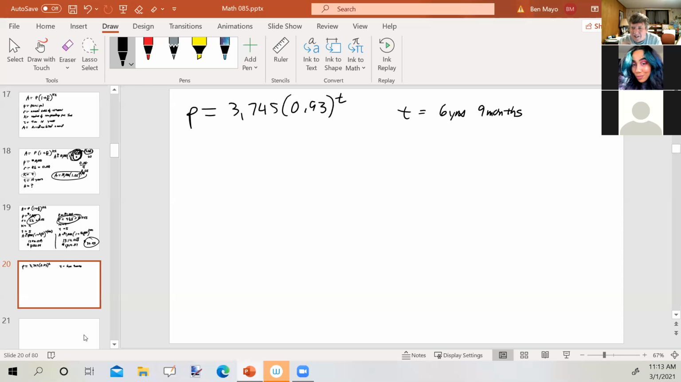Now be very careful. By what percentage is the population decreasing per year? That's a little trickier. This is the Jeopardy bonus question. By what percent is the population decreasing per year? Okay, I'll give you the answer. It's 7%. Where did I get that?